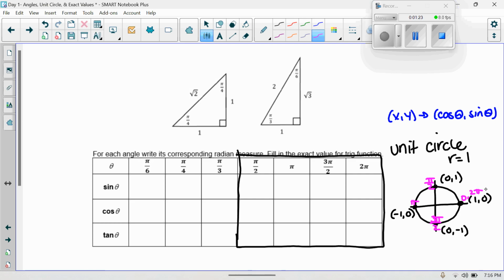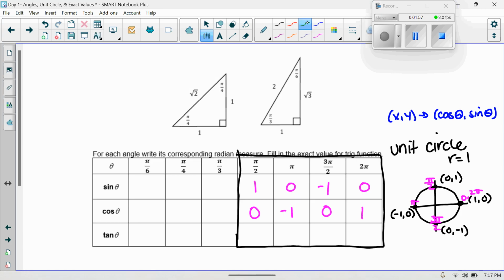So at pi over 2, sine is the y value, which is 1. And cosine is the x value, which is 0. At pi, sine is the y value, which is 0. The x value, which is cosine, is negative 1. At 3 pi over 2, sine is the y value, negative 1. Cosine is the x value, 0. And at 2 pi, sine is the y value, 0. Cosine is the x value, 1.